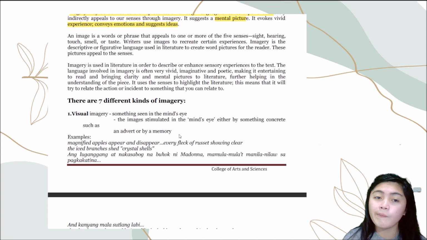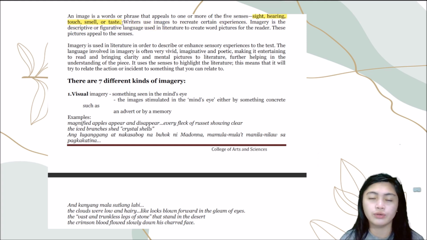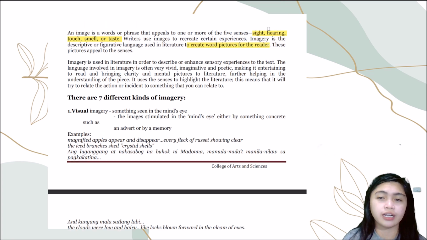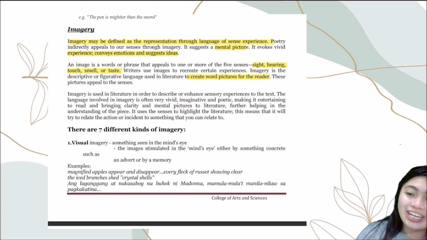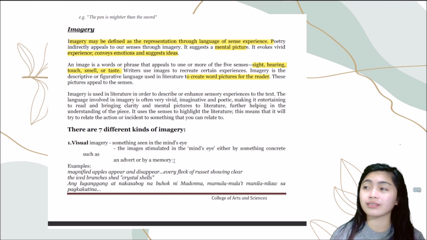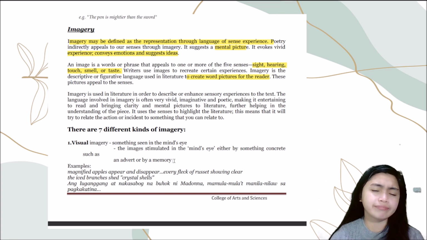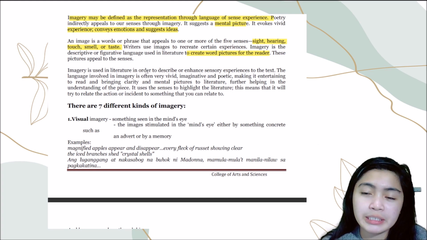Ito, medyo madali-dali na lang to. 5 senses: sight, hearing, touch, smell, or taste. Writers use imagery to recreate certain experiences. Imagery is used in literature to create pictures for the reader. Nagka-create siya ng mental picture para hindi natin makalimutan. Yun yung sinasabi ko sa inyo, when we are reading certain literary pieces, parang nasa ibang mundo tayo, parang we're away from reality. Kaya nga may mga tao talaga na nahuhook sa reading, kasi parang nakakalimutan natin yung chaos sa mundo. Okay. So, imagery is used in literature in order to describe or enhance sensory experiences in the text.